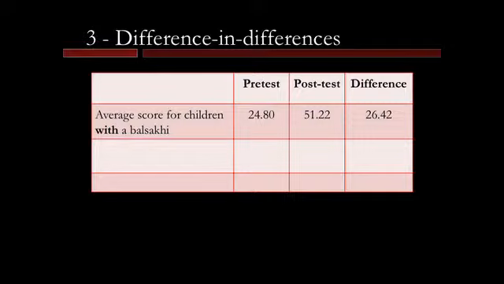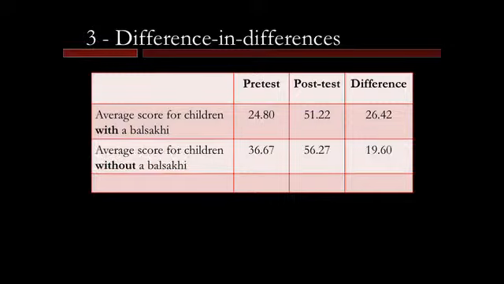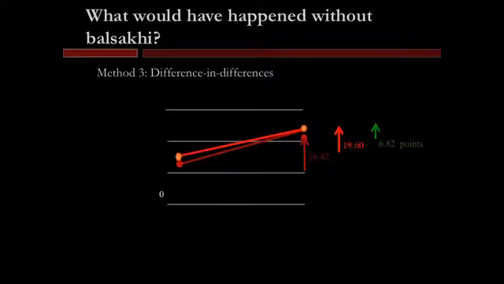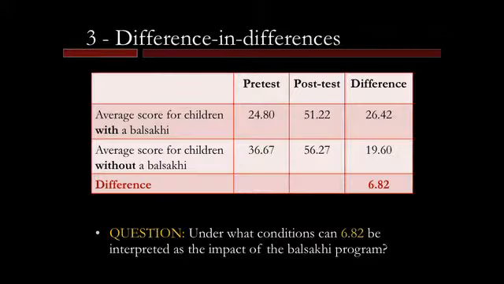So basically, the first difference we did was for children who got the Balsaki, they improved by 26.42. Now, children who didn't get the Balsaki, they improved by 19.60. So they're here. Now what you're doing is essentially comparing these two different rates against each other and attributing the difference to your program. And so here, the difference between the increase of test scores for those who got the Balsaki and who didn't get the Balsaki is 6.82.